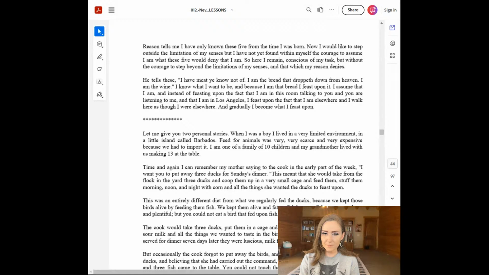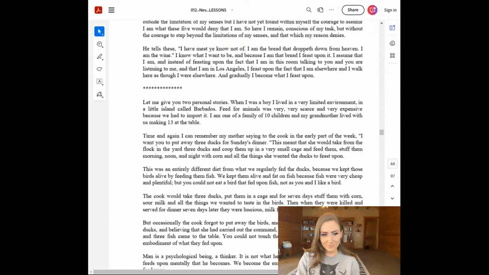small cage and feed them, stuff them morning, noon, and night with corn and all the things she wanted the ducks to feast upon. This was an entirely different diet from what we regularly fed the ducks, because we kept those birds alive by feeding them fish. We kept them alive and fat on fish because fish were very cheap and plentiful. But you could not eat a bird that fed upon fish, not as you or I like a bird.